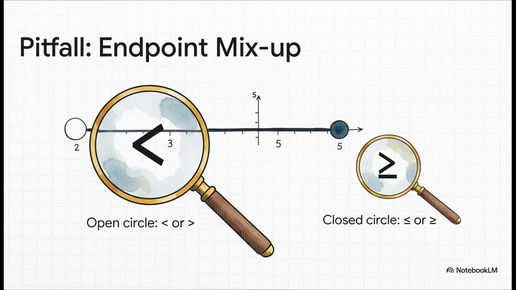All right, the second common mistake is just endpoint confusion. My advice, don't rush it. Always look at each sign by itself. Ask yourself, does it have that little or equal to bar underneath? Because it is absolutely normal for one side of a sandwich graph to have a closed circle while the other side is open.